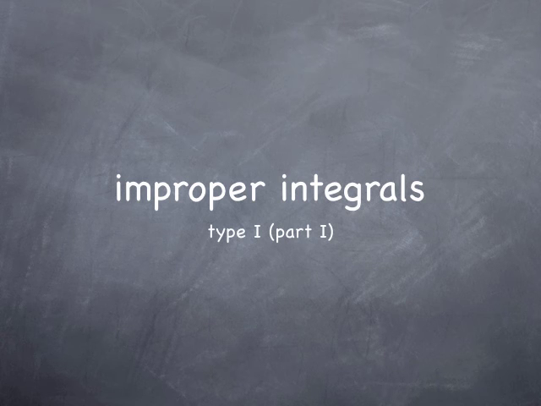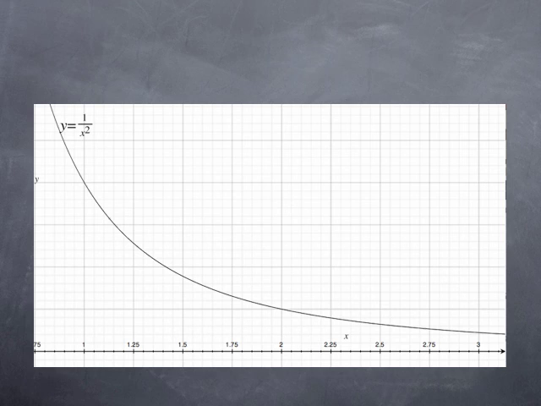Now we're going to talk about improper integrals, that is, integrals on an unbounded interval, at least for the type 1 improper integrals, which is what we're going to look at in this video. So to start with an example, let's look at the graph of 1 over x squared over the positive reals.